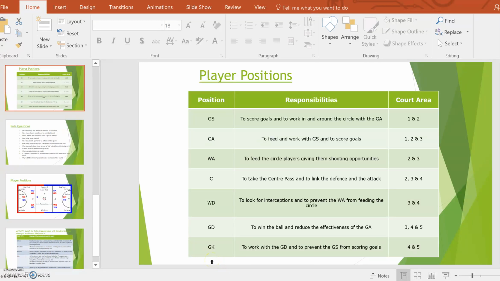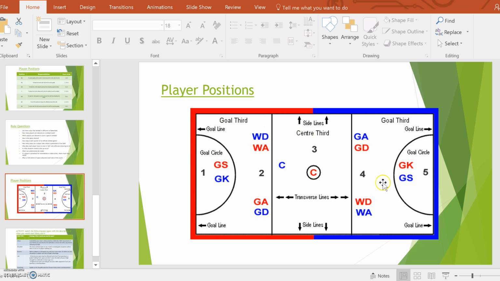And finally, goalkeeper. So goalkeeper is really the last line of defense. They guard the goal circle and the defensive third and must stop the goal shooter from scoring. They can only go in court areas 4 and 5. So these 2 sections, they're not allowed to cross that line there.